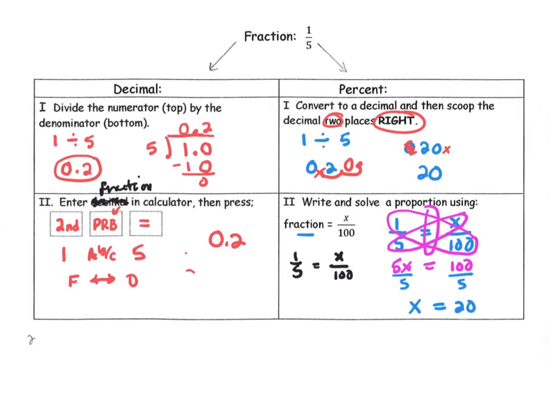Another way to do this is to look, we know the denominator of 5, and we know the denominator of 100. And I'm going to ask myself, how many times do I need to take 5 to get to 100? Well, it turns out that that is times 20. And I'd have to do the same thing here, 1 times 20, and I would, again, x would equal 20.